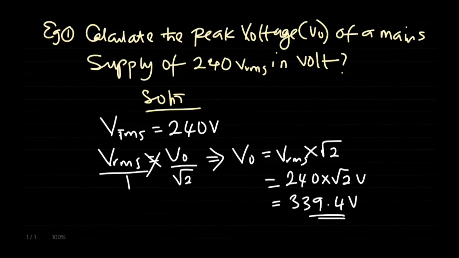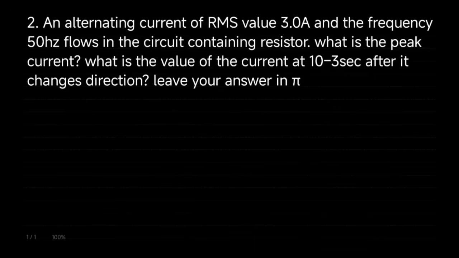Question number 2 is giving us an alternating current of RMS value 3.0 ampere and the frequency 50 Hz flows in a circuit containing resistor. What is the peak current? What is the value of the current at 10 seconds after it changes its direction? Leave your answer in pi.